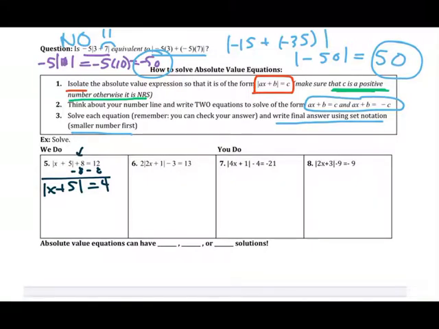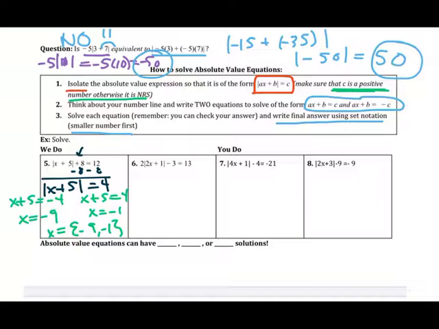So this is saying the distance that x plus 5 is from 0 is 4, which means it could be 4 above, positive 4, or it could be 4 below, negative 4. So let's set up those two equations. x plus 5 equals negative 4, x plus 5 equals positive 4. We're going to subtract 5 on both sides. That's going to give us negative 9 and negative 1. And we're going to write our final answer in set notation, negative 9 and then negative 1.